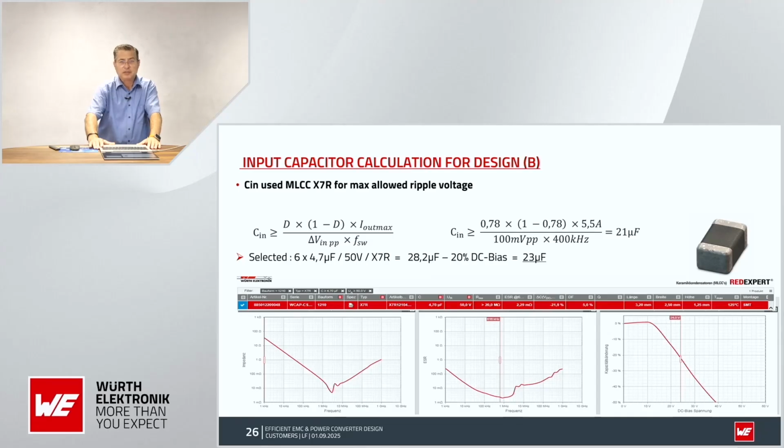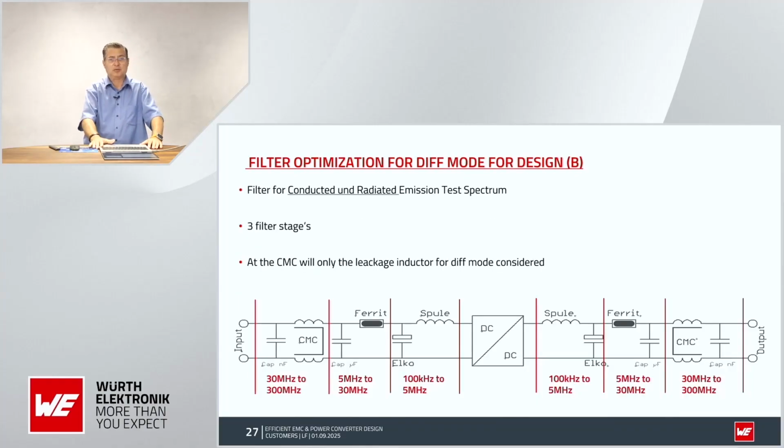The input capacity, again, because I will go now to 400 kHz switching frequency, I will need to increase the capacity to achieve this 100 millivolt peak to peak. So according to the DC bias consideration, I will need something like 21 microfarad calculated. If I put 4.7, instead of 4 pieces, I need to put 6 pieces. X7R dielectric, 20% drop, 23 microfarad, it looks quite very good. Excellent in the expert to calculate.